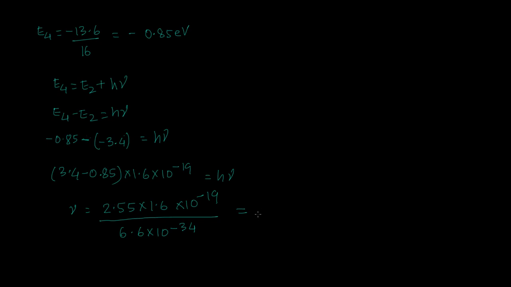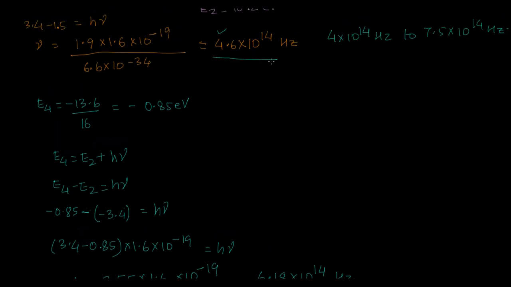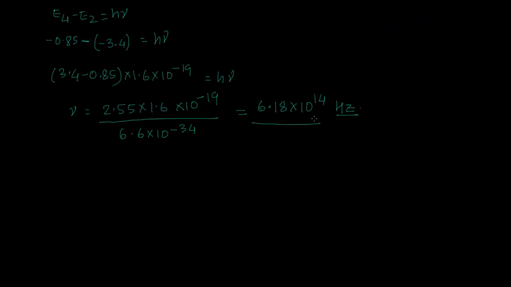Now how do I calculate that? Let us use the calculator. So it is 2.55 into 1.6 into 10 to the power minus 19, divided by 6.6 into 10 to the power minus 34. That is 6.18 into 10 to the power 14 hertz. So one is 4.6 into 10 to the power 14 hertz, another is 6.18 into 10 to the power 14 hertz. Are they both in the visible region? Yes, they are both in the visible region.